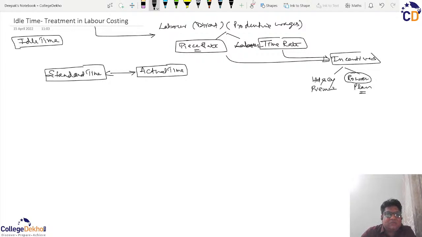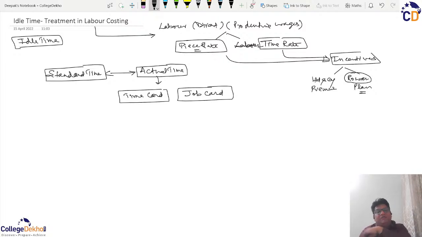But our focus here is that when we talk of this actual time, we have to measure it, and this actual time has to be measured either through the concept of a time card or through the concept of a job card. So what they basically do is measure how much time a worker has spent in the factory. So we can create that data of time spent.